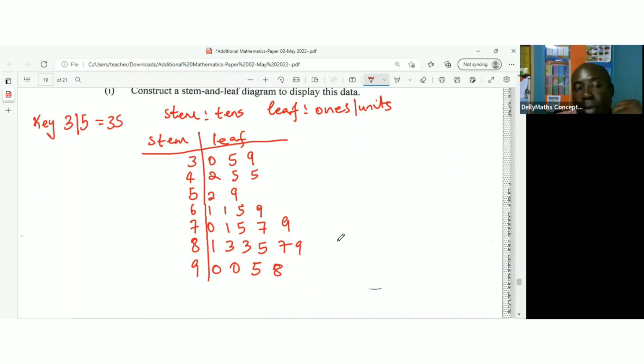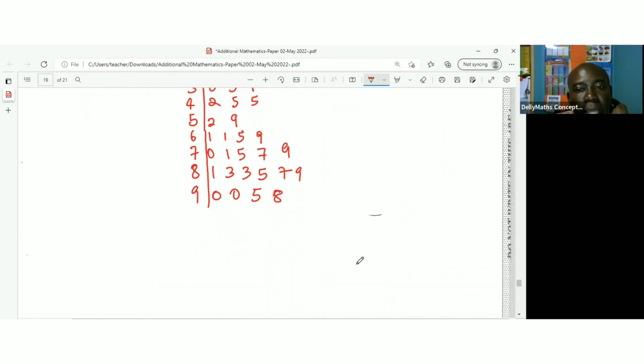All right, so this is a quick stem and leaf, but we outline so that people know what the things represent, the stem and the leaf, and show the key. All right, so that's that.